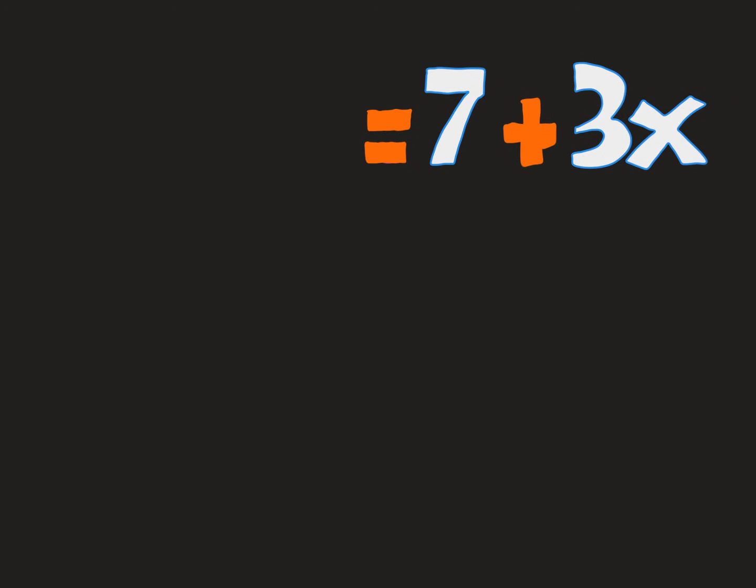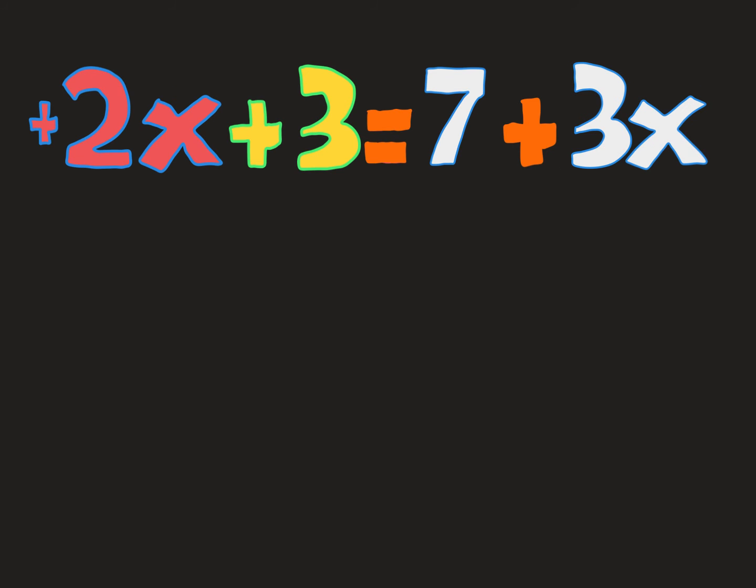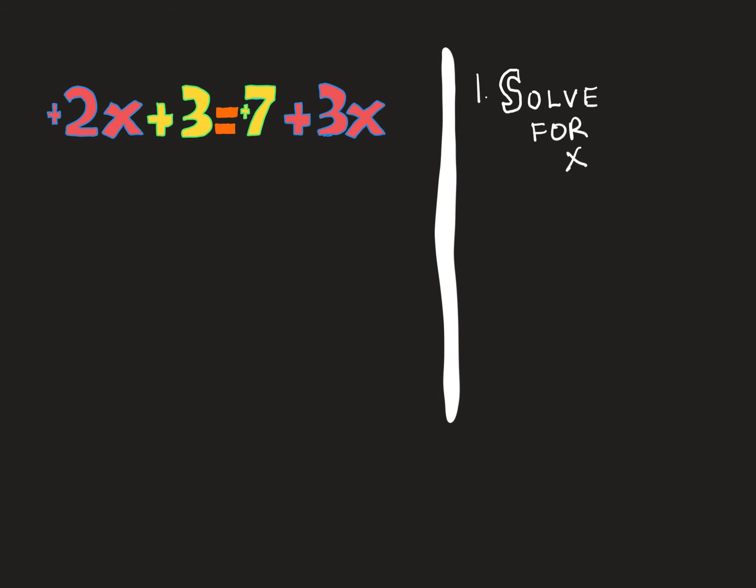All right, what if we start with the last problem and make it a little more complicated? So this might seem like a more difficult problem, but let's first label our terms to make sure we're talking about the right things. Positive 2x is an x term, plus 3 is a constant term, plus 7 or positive 7 is a constant term, and plus 3x is an x term. So first step is that I have to know what I'm solving for. Step 1, I have to solve for x.